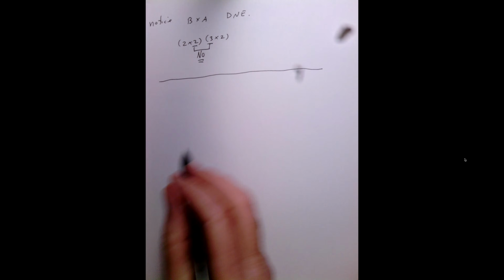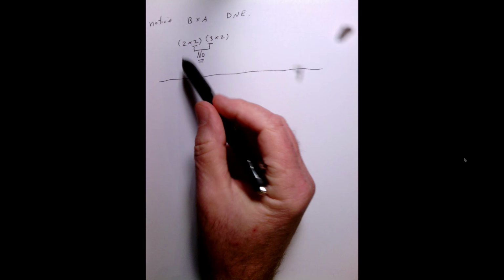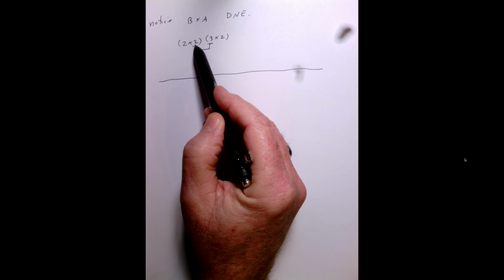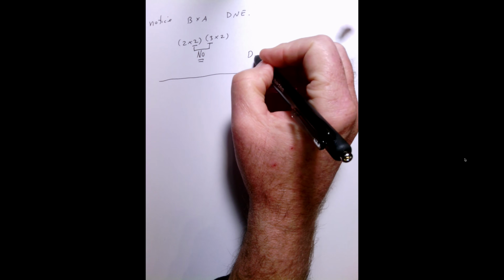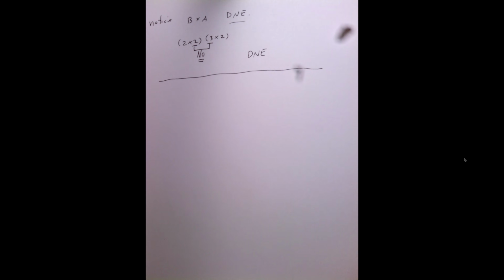Now, just an example here. Notice that the product of B and A does not exist because B is a 2 by 2 and A is a 3 by 2. The number of columns for the first matrix doesn't equal the number of rows for the second matrix, so the product does not exist.